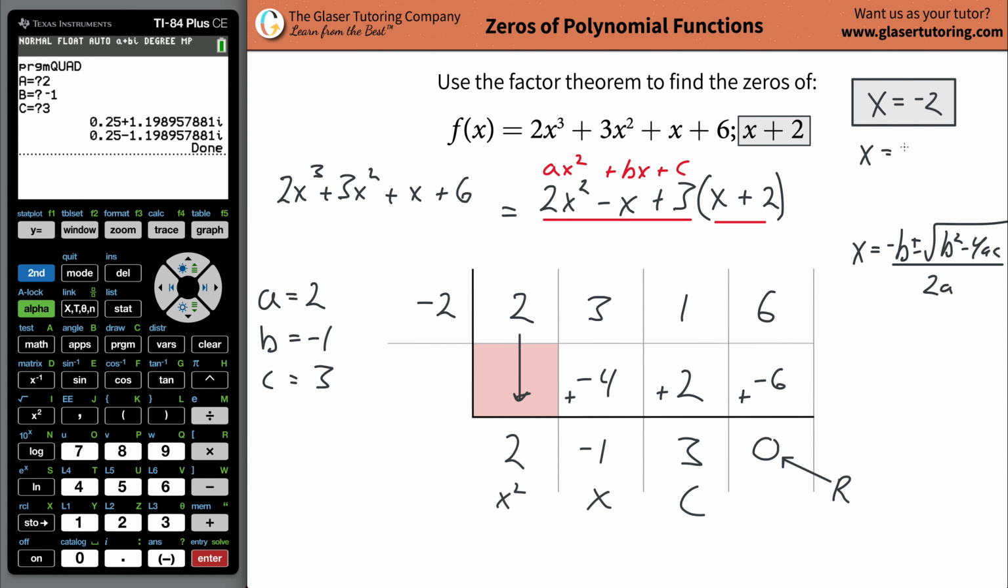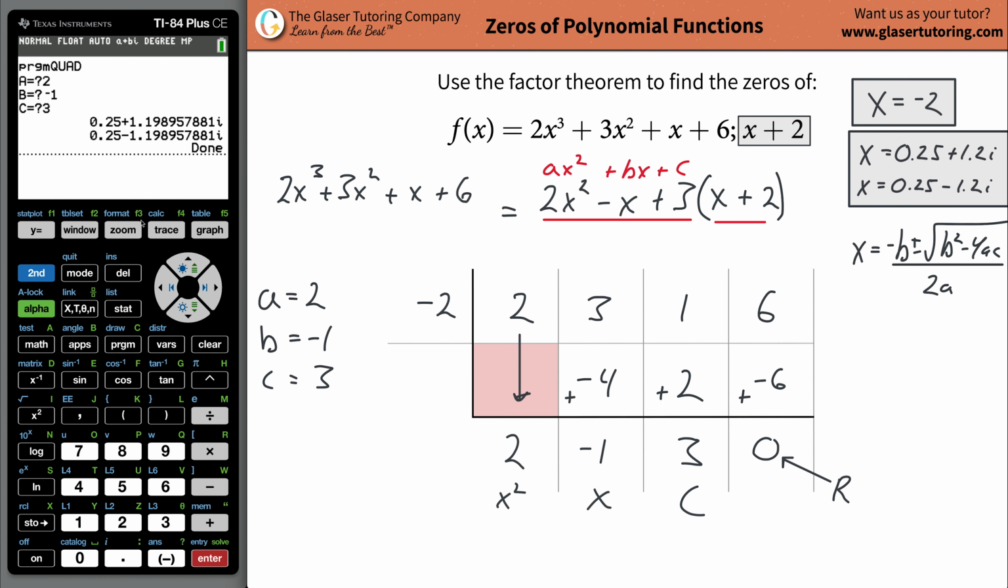So this is basically going to be x is equal to 1/4, 0.25, plus, rounding heavily, 1.2i, and x is also equal to 0.25 minus 1.2i. So you do have 3 roots, or zeros, because it's a cubic.